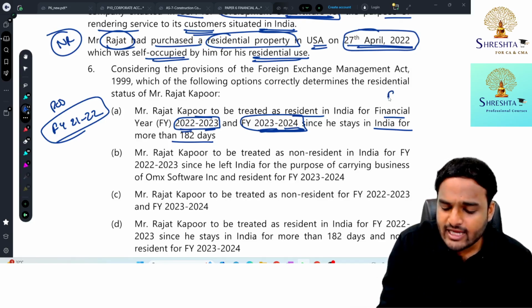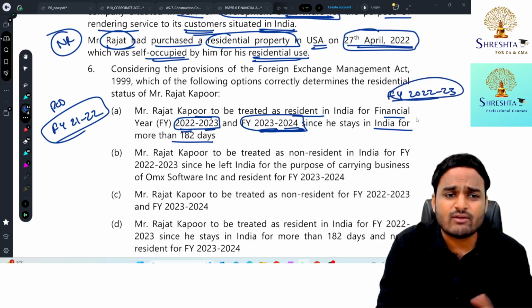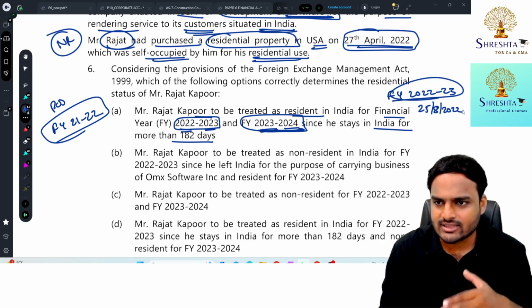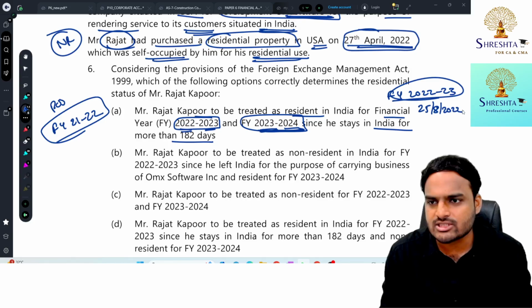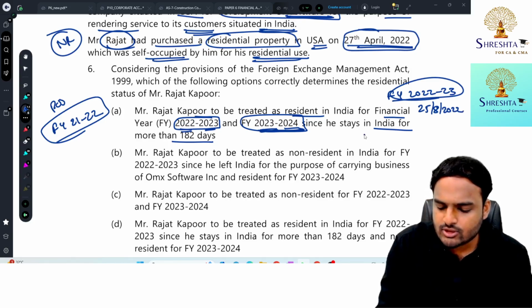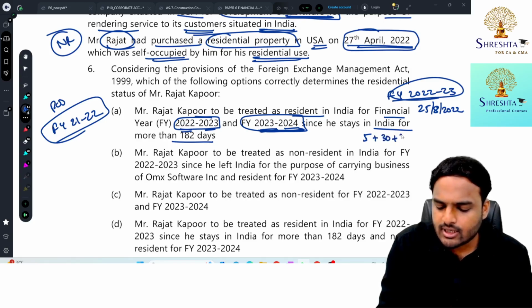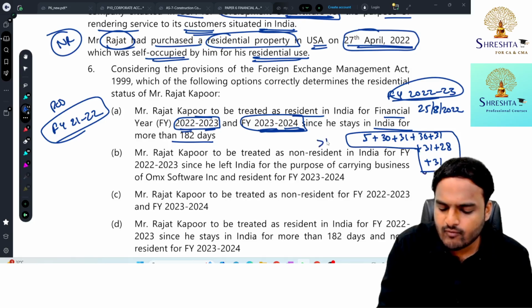Why? In the financial year 22-23, his period of stay is more than 182 days. He visited India on 25th August 2022, right? Now calculate the period of stay in India for financial year 22-23. In August you'll find 5 more days. September 30, October 31, November 30, December 31, January 31, February 28, March 31. You calculate this total duration, it is more than 182 days.